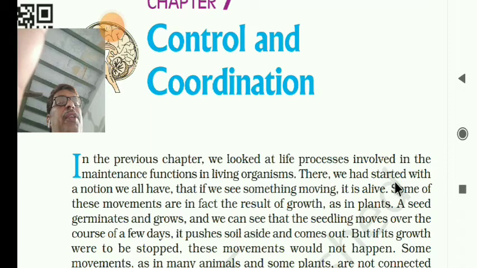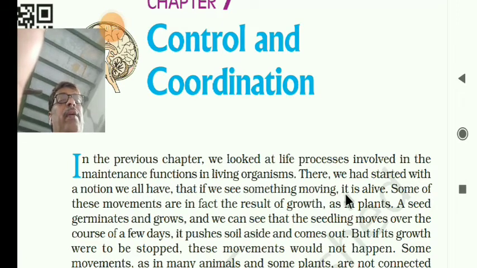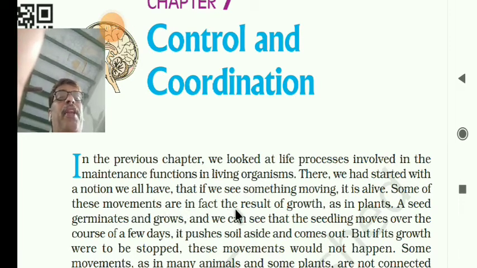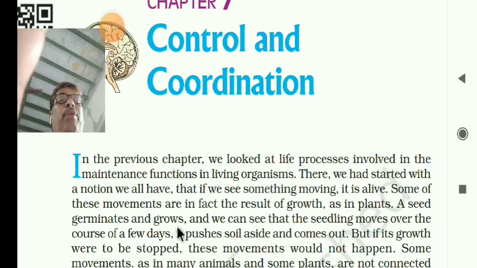There we had started with the notion we all have. A sentimental notion we have is that if we see something moving, it is alive. Some of these movements are in fact the result of growth also. For example, if the body parts are growing, then we say that is living, as in the plants. Plants are growing, then we will say they are living.